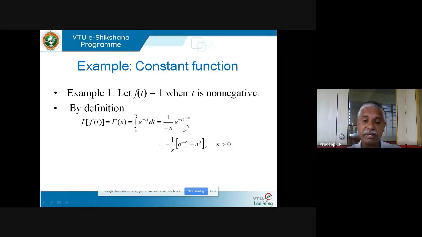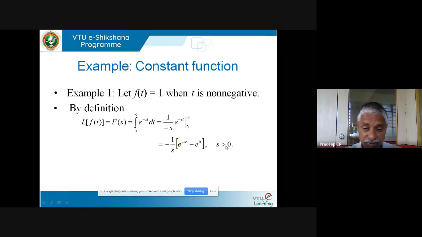You have integrated, you know how to put the limits t equal to infinity and t equal to 0. When you put t equal to infinity, I'll get minus 1 by s. I'll write it as it is. In the bracket, I'll write e power minus st. If I put t equal to infinity, minus st will become minus infinity. And if I put t equal to 0, it will become e power 0. E power minus infinity minus e power 0.